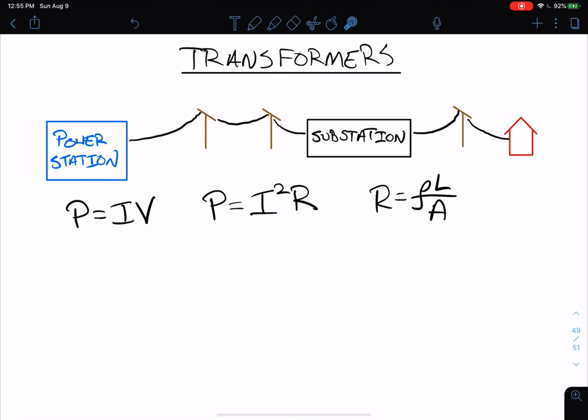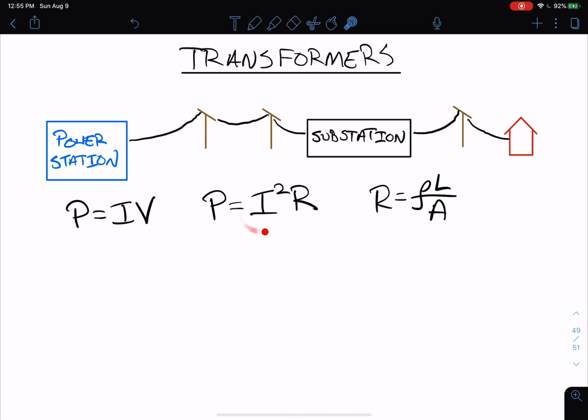That means you need a high current or a high voltage. But the problem is the power lines themselves have resistance. They are resistors. They will transform some of that electrical energy into thermal energy. And that depends on the current and the resistance. Now, resistance depends on the resistivity, the length, and the cross-sectional area of the wire. So you do what you can to keep the resistance as low as possible by choosing an appropriate material and making your wire sufficiently thick.